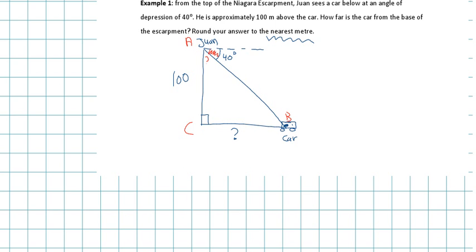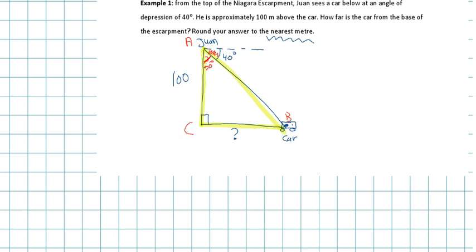What's my angle of focus? The 50. The 50 is my angle of focus. The 40 is outside the triangle. I can't count it. My triangle is right here. Do you guys understand that? So this is my triangle. The 40 is outside the triangle, and 50 is my angle of focus.